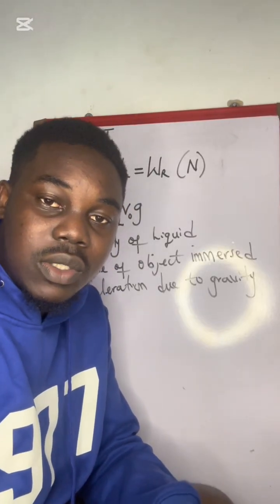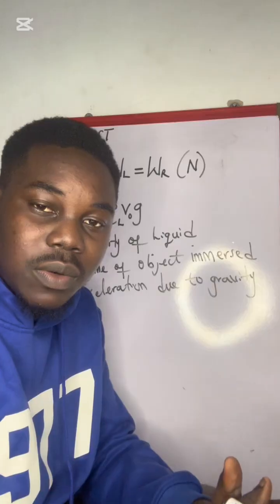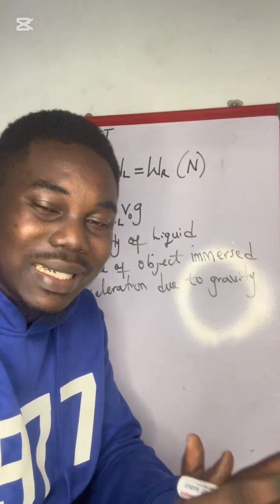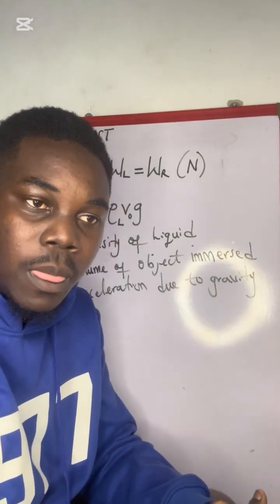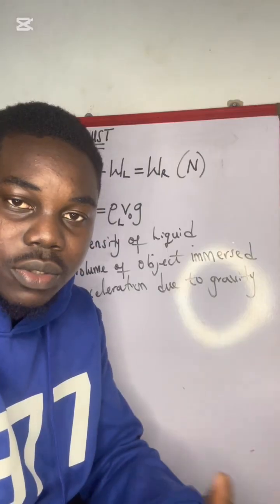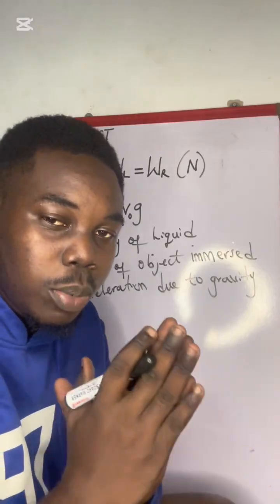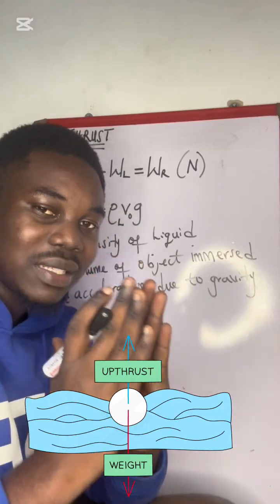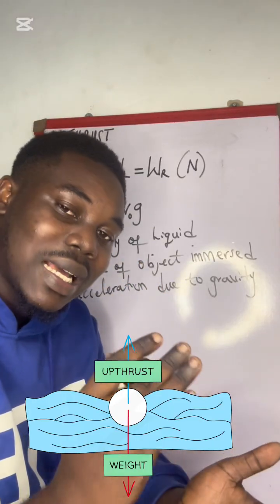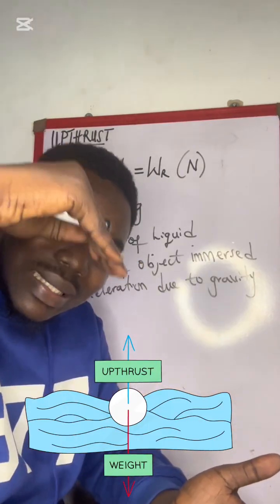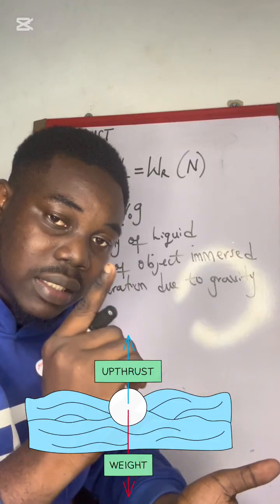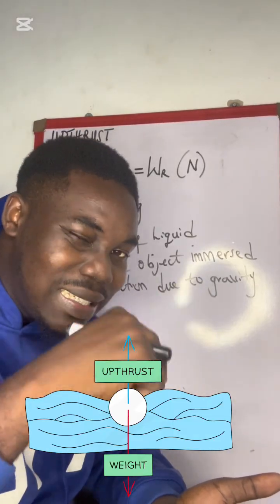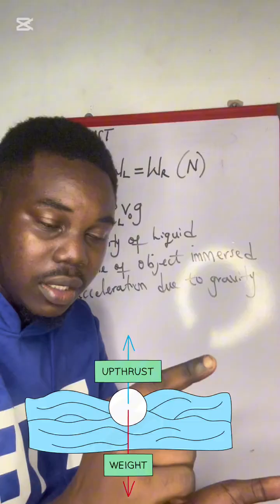Now today we'll be discussing the last part of density and upthrust, which is upthrust. Now what is upthrust? Simple. Upthrust can be defined as the upward vertical force that acts against the weight of an object immersed in a liquid.